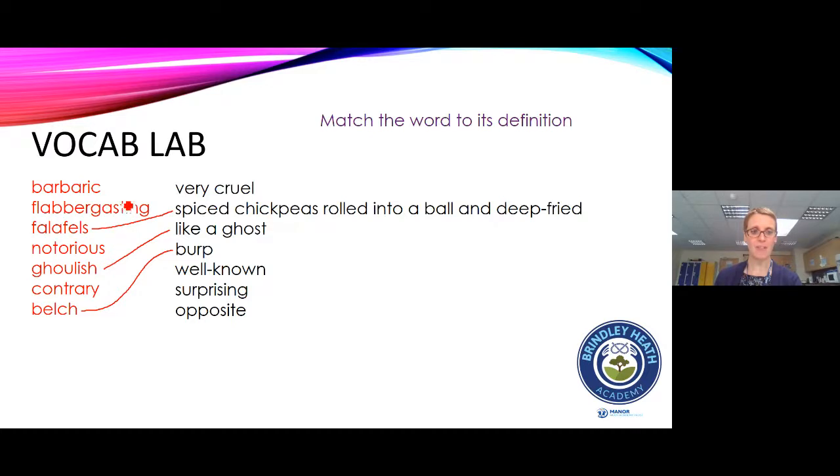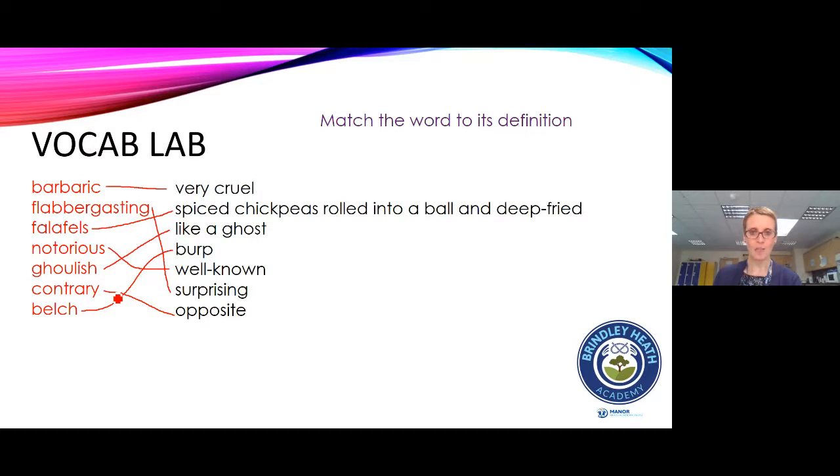Then we've got barbaric. That's a more tricky one, but we've limited the answers we've got now. So barbaric means very cruel. Flabbergasting, what a wonderful word, a very Roald Dahl type word, isn't it? Flabbergasting. That means surprising. Notorious is well known, so you could be notorious for doing something. That means well known. And contrary means opposite. That's the last one we've got. Sometimes people are called contrary Mary, somebody who does the opposite of what they're asked to do.